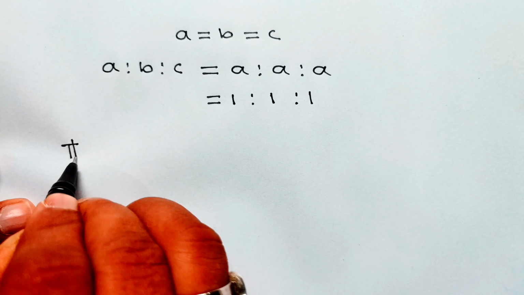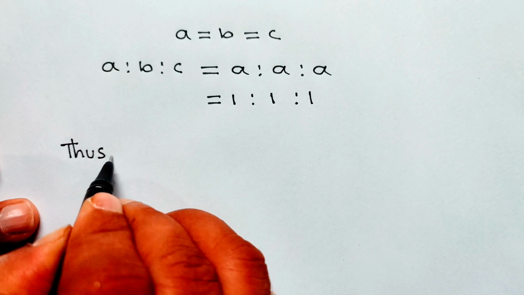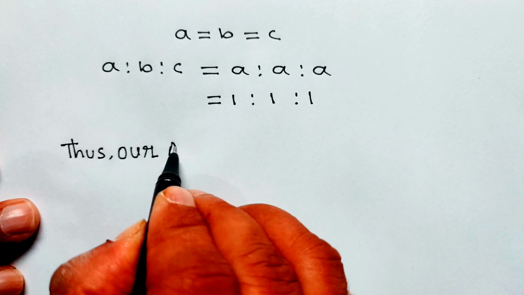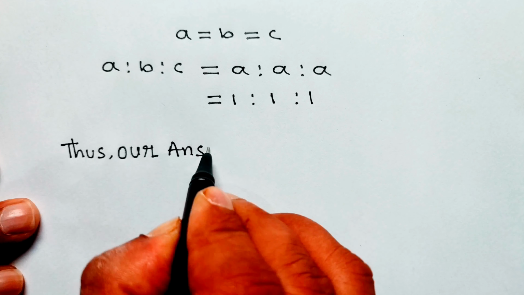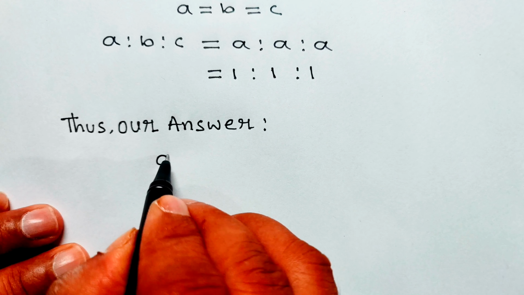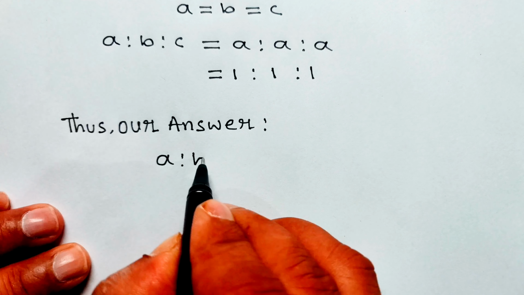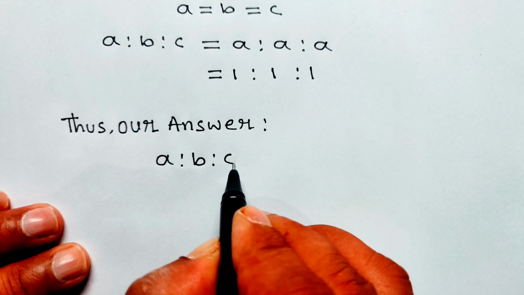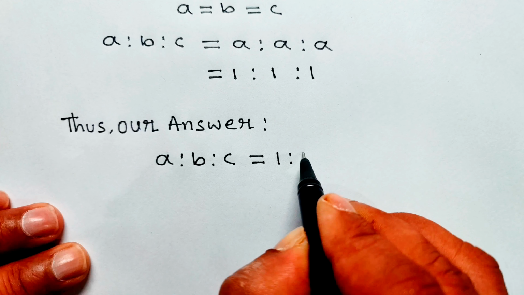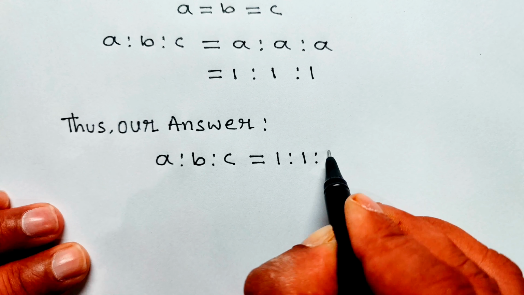Thus, our answer: a : b : c = 1 : 1 : 1.